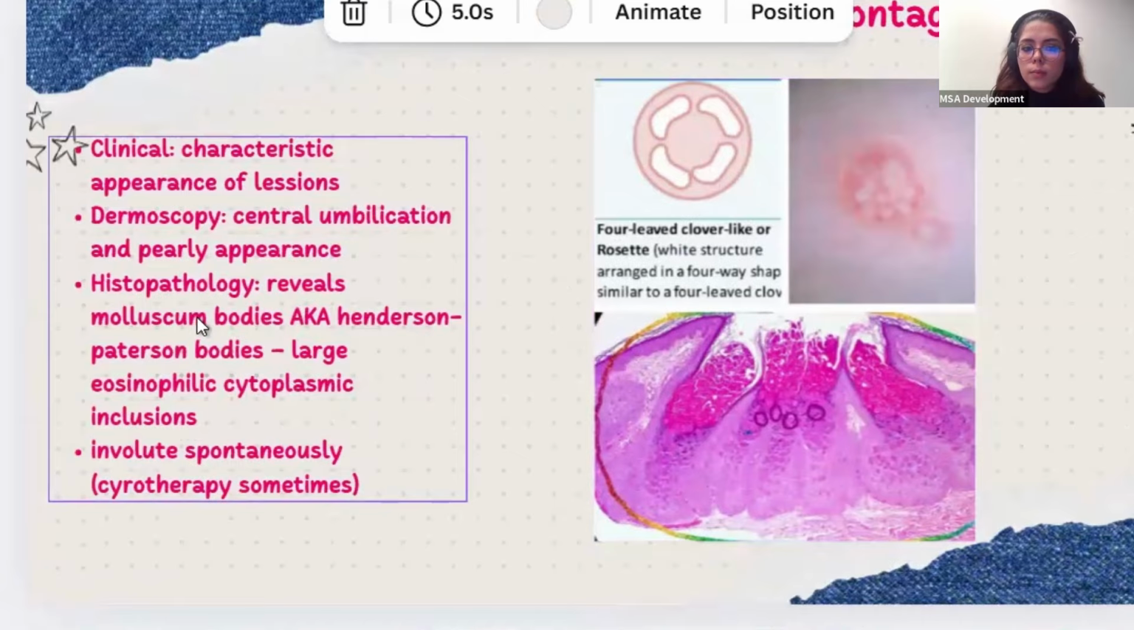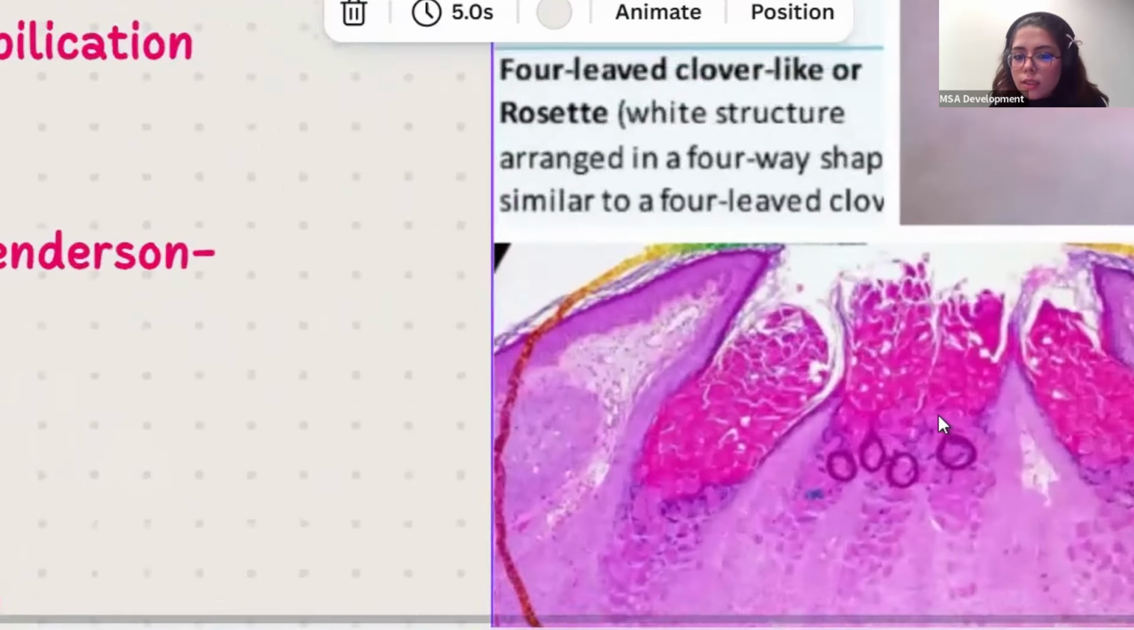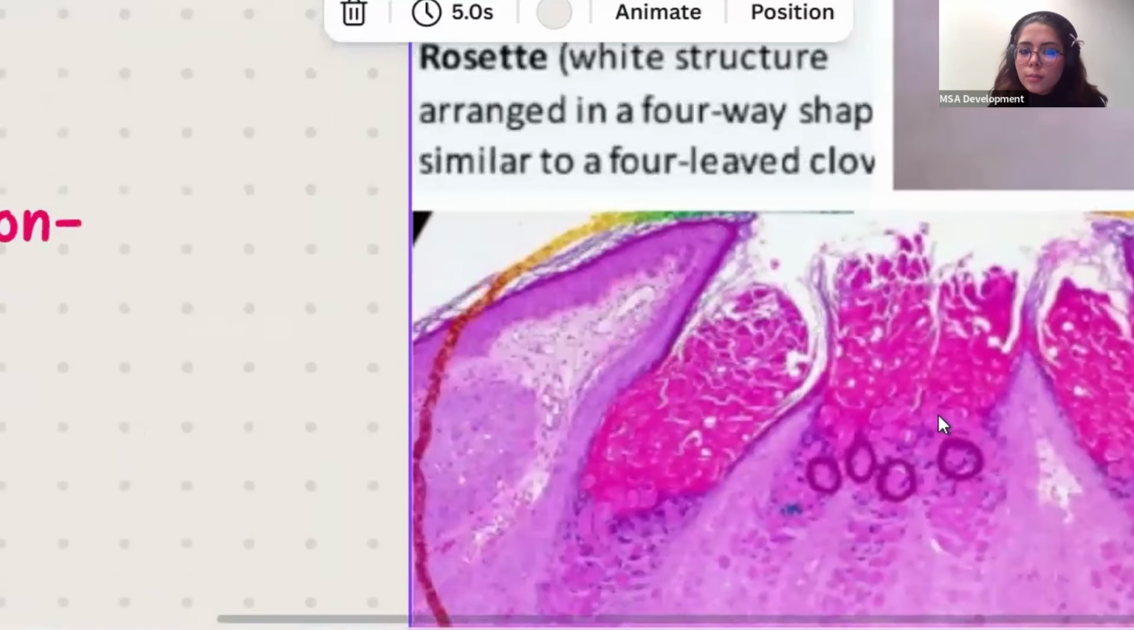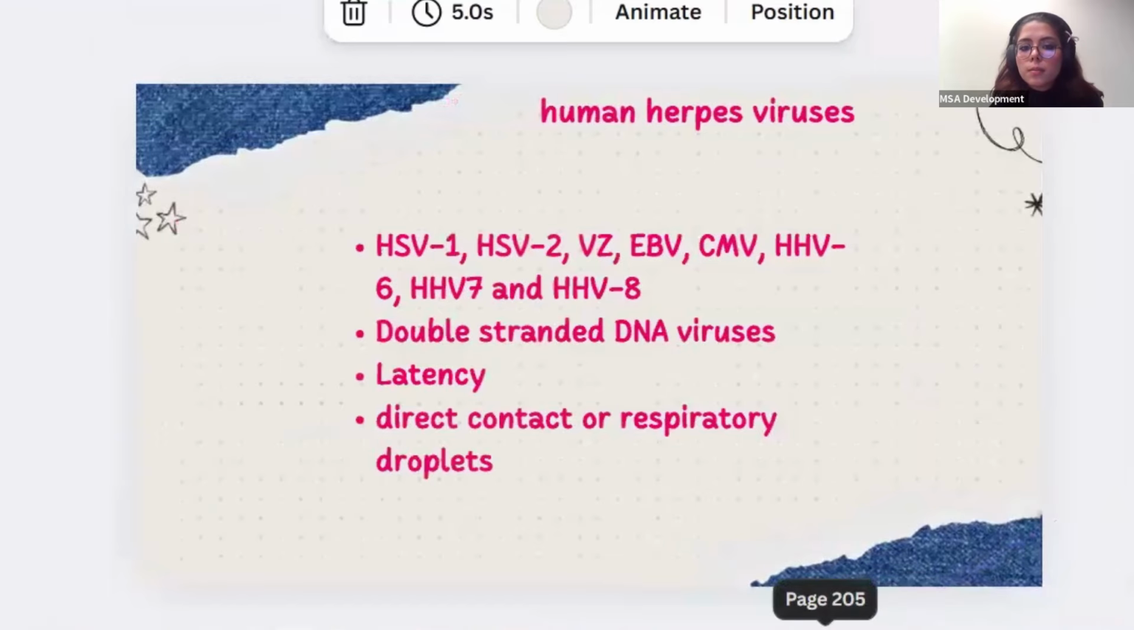There's something called Henderson-Patterson bodies. They're circled here. You can't really see them. They're not really important. Just know that this disease exists.